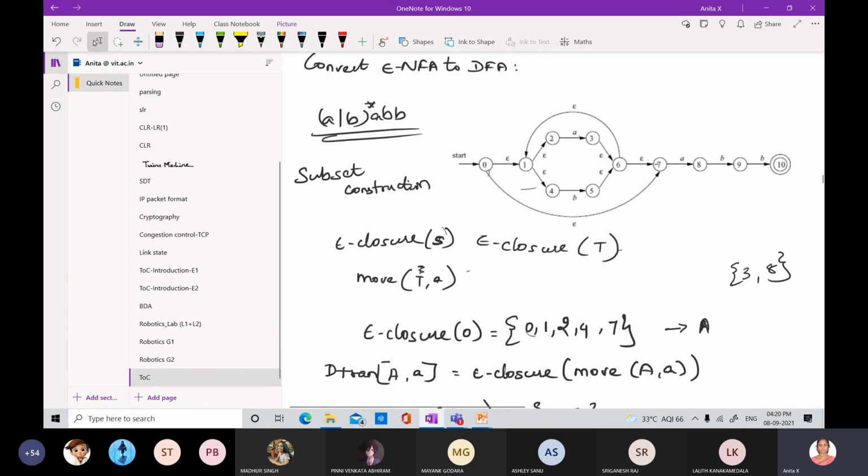So what is the epsilon closure of the start state here? 0. So what is the epsilon closure of 0? From 0, what are the states reachable by means of epsilon transition alone? And another thing, each and every state is reachable from itself without any epsilon transition.